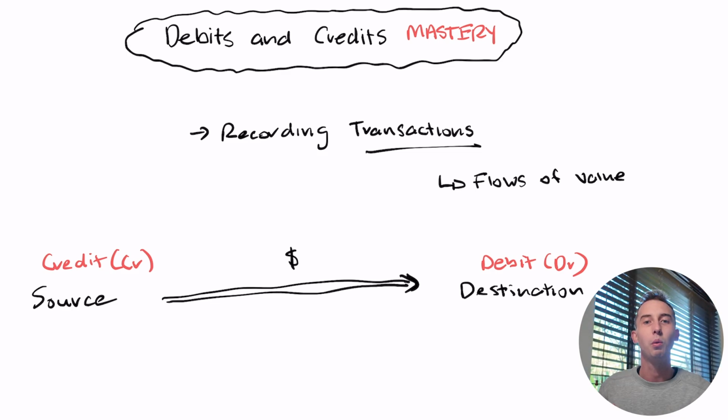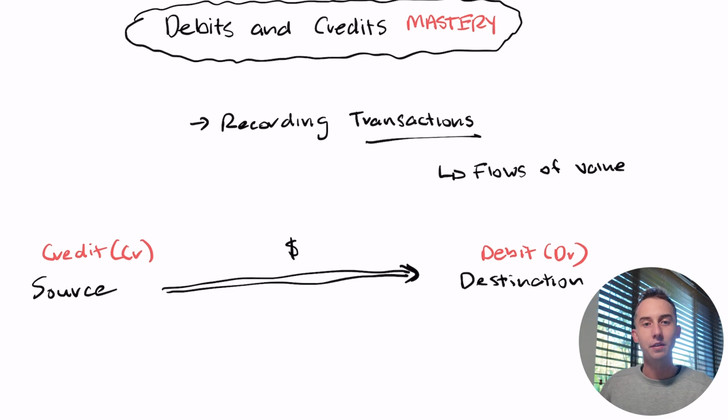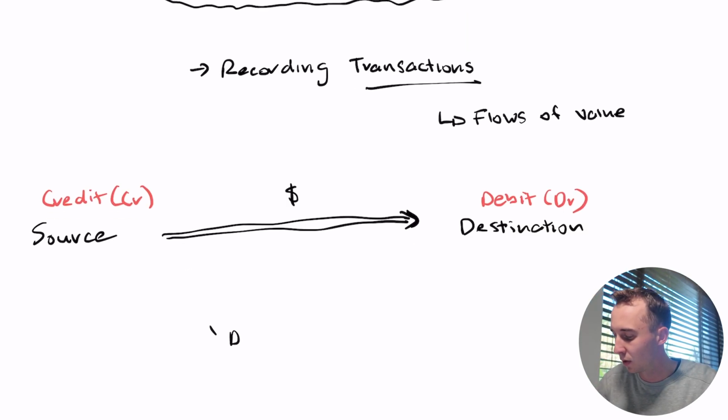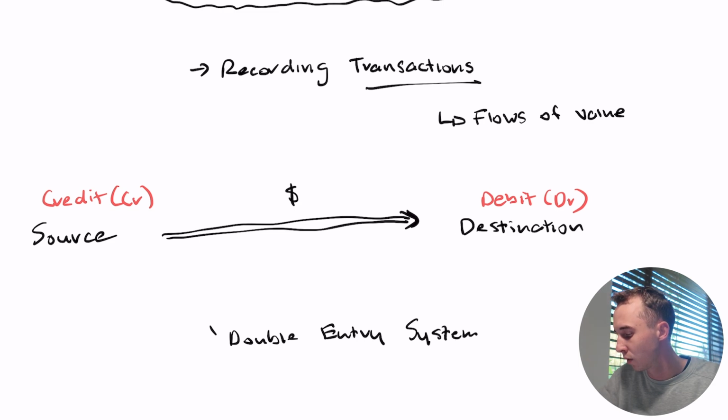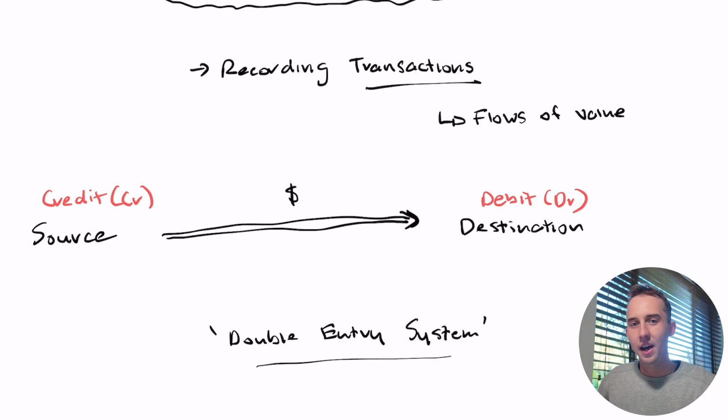which I said earlier. Now, I want you to forget the idea that a debit is something that is good and a credit is something that is bad. In accounting, debits and credits simply describe direction. Accounting is built on something called the double entry system. This simply means that every change in the books impacts two sides, both the debit side and the credit side.